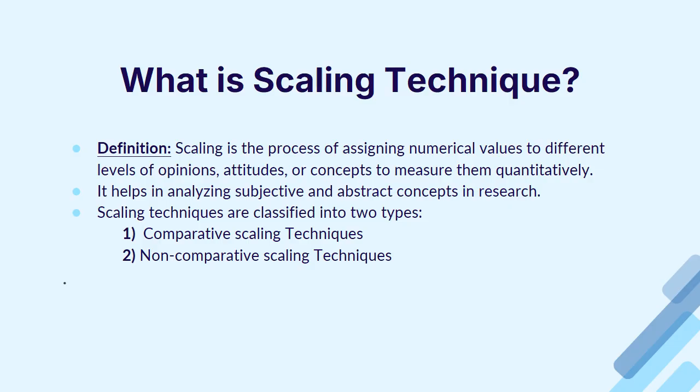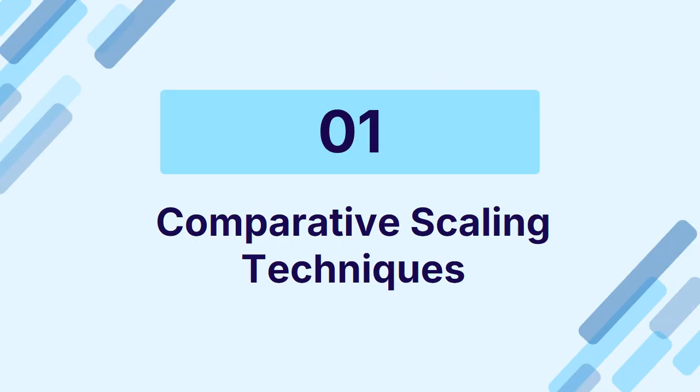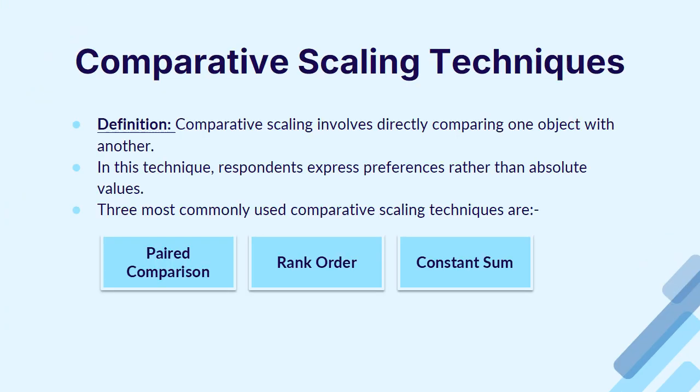Scaling is classified into two types: comparative scaling techniques and non-comparative scaling techniques. Let's explore these two types in detail. So first we have comparative scaling techniques. Comparative scaling technique is all about making choices between two or more options. Respondents don't give absolute rating but express a preference. Imagine you are judging a talent show. You compare contestants side by side, right? That's exactly how this works. Here are the three types of comparative scaling method: paired comparison, rank order, and constant sum. Let's break down the three most common types.